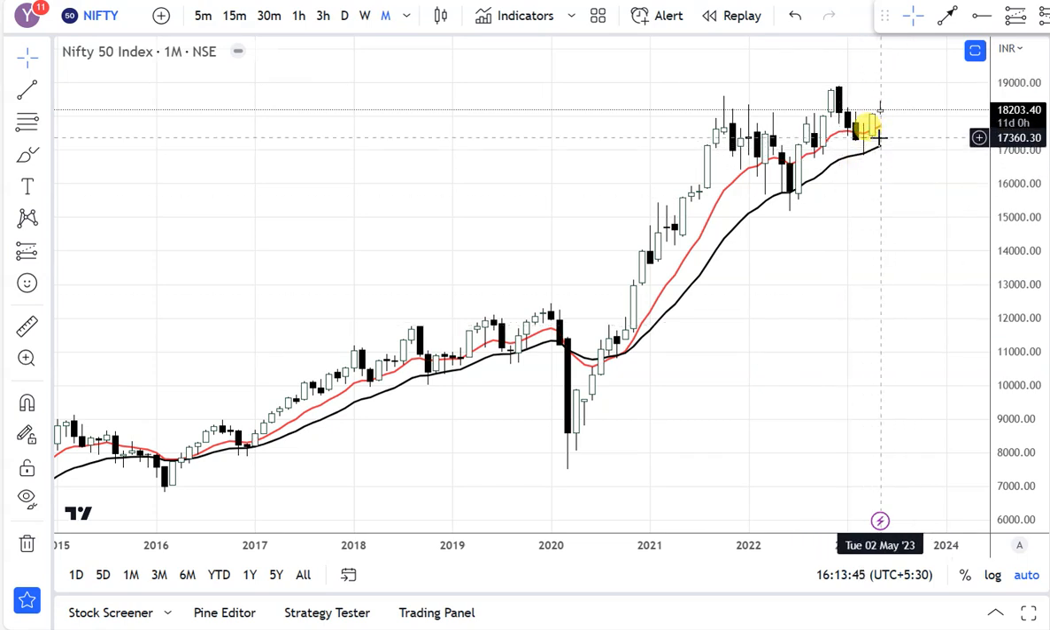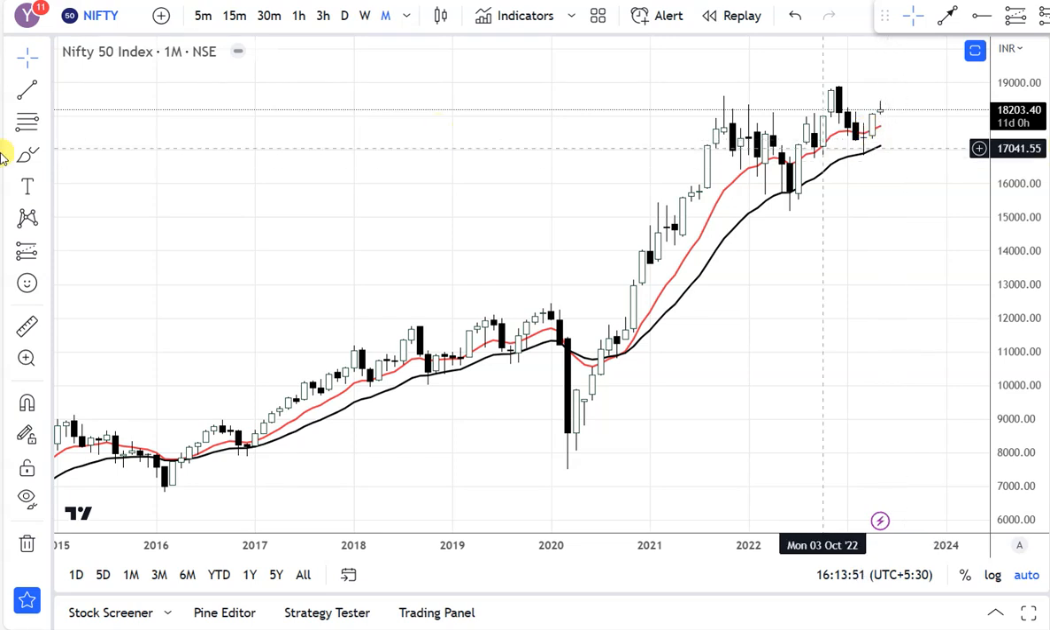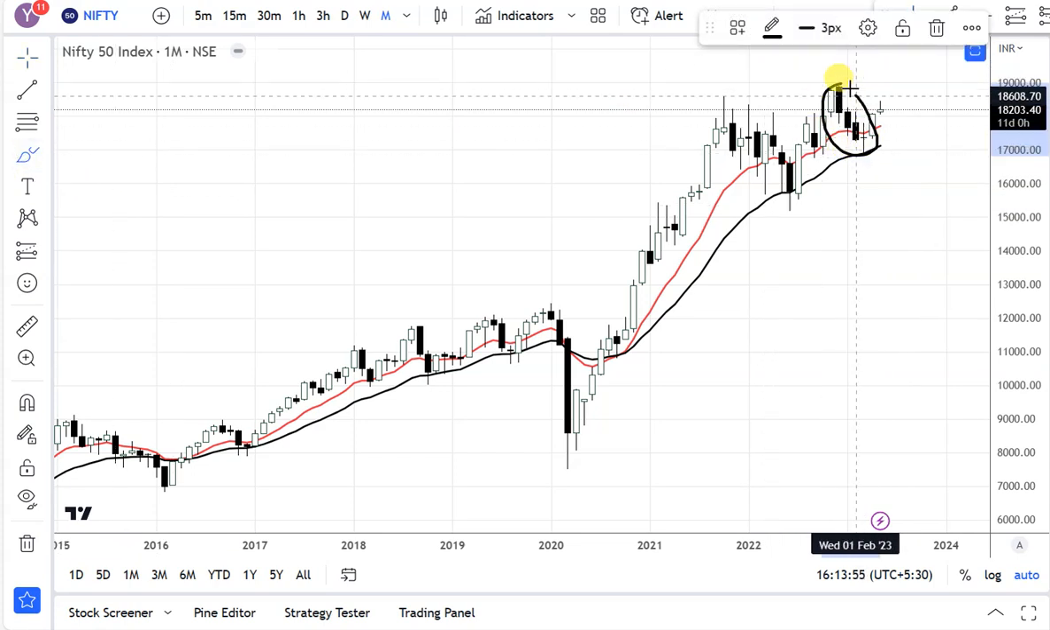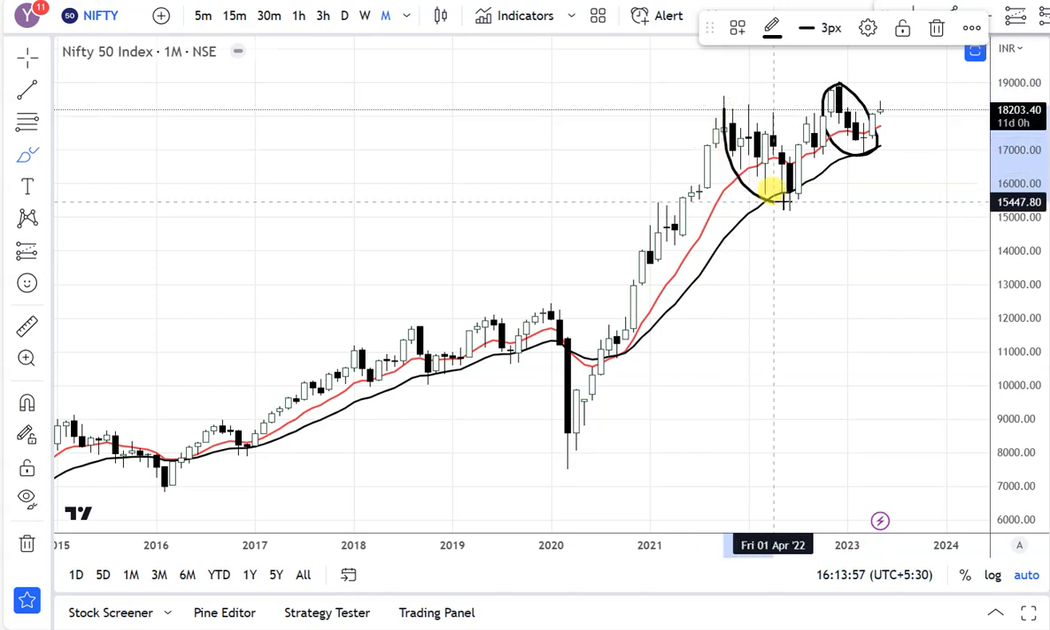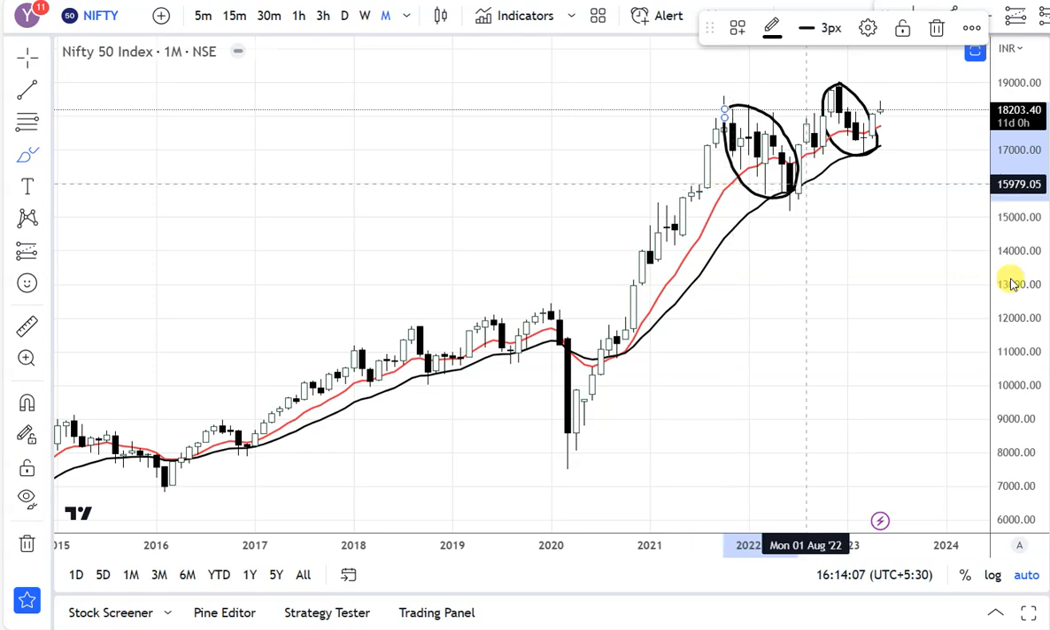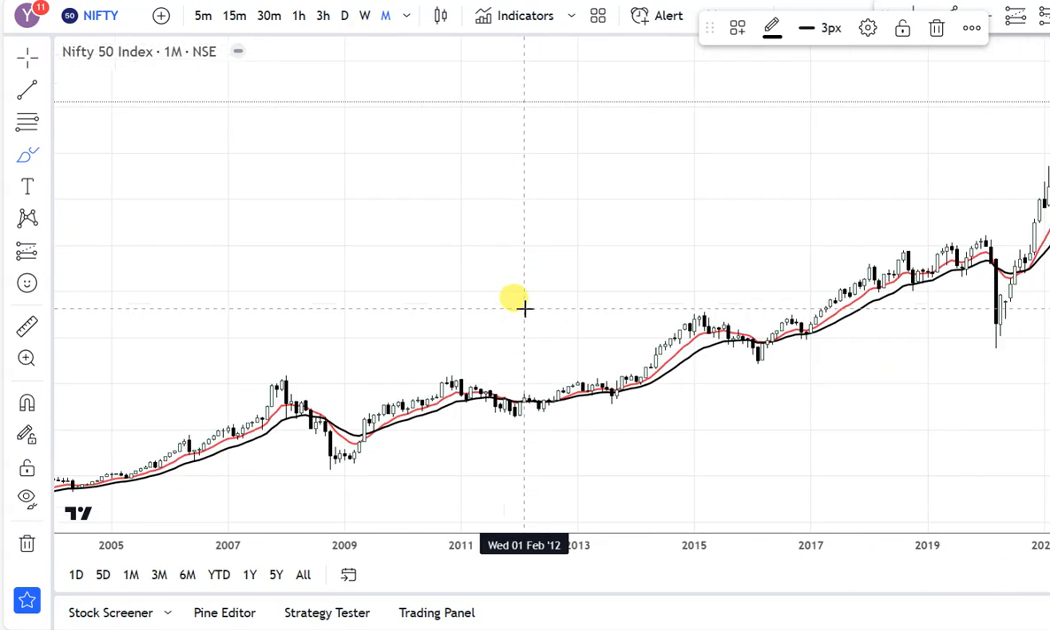10 is above 20. Market is bullish. What it is doing in between for these 4 months, 5 months, is none of your concern. Your first thing in mind is that 10 is above 20, so the market is bullish.